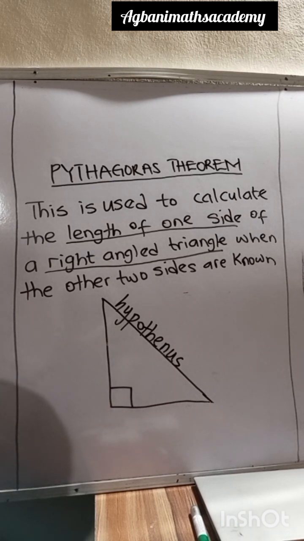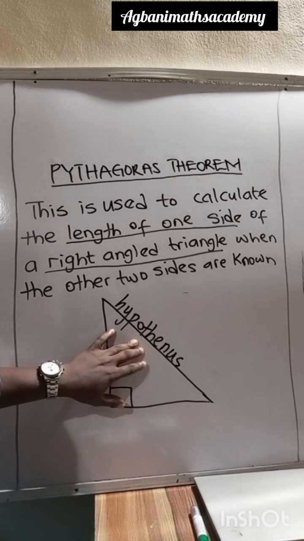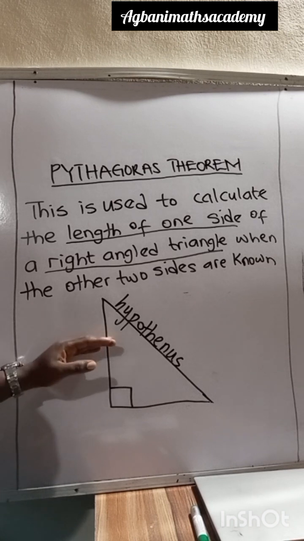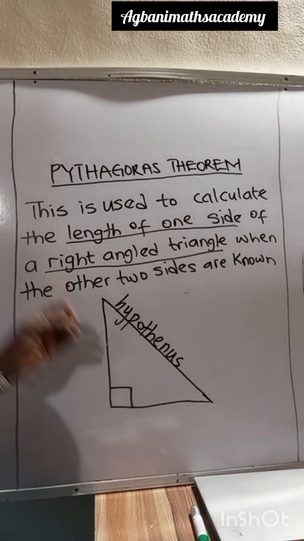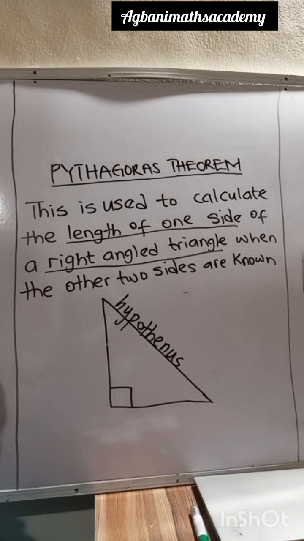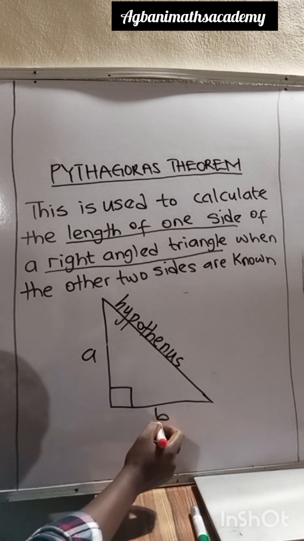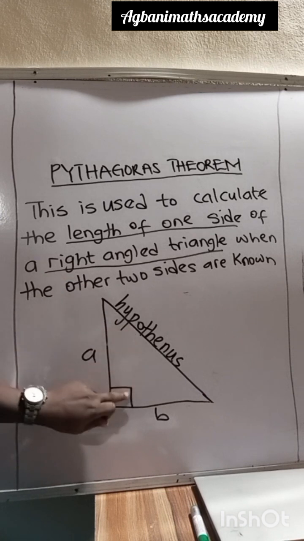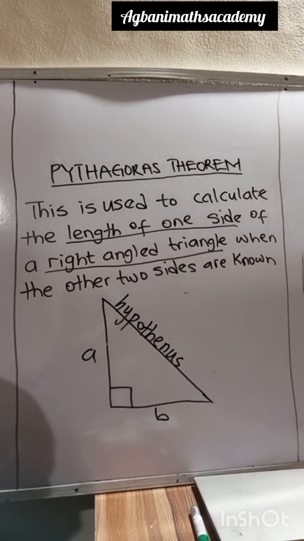The side opposite the 90 degrees angle is called the hypotenuse. It's the most important side to be identified when you want to calculate using Pythagoras Theorem. If you miss this side, you have failed the equation. So the hypotenuse is the side opposite the 90 degrees. So what formula did Pythagoras formulate in order to calculate one of the sides of a right angle triangle when the other two sides are known? So remember, this is the hypotenuse. This angle, we can call it angle A. It doesn't matter. We can call this side A and side B. But the most important side to identify is the side opposite the 90 degrees.